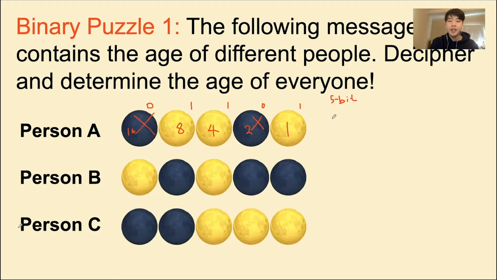So guess what? Person A is what? You just add them up. 16 you don't add because it's off. 2 you don't add because it's off. But 8, 4, 1, you add them, you get 13. So that means person A is 13 years old. Okay. If you did not know how to do it, pause the video now and do B and C. But if you already did it, you can continue watching. I'm going to show you the answer now.